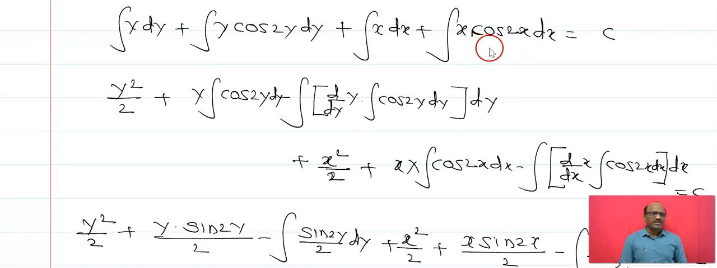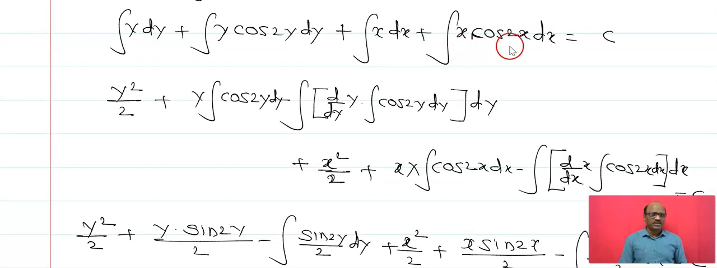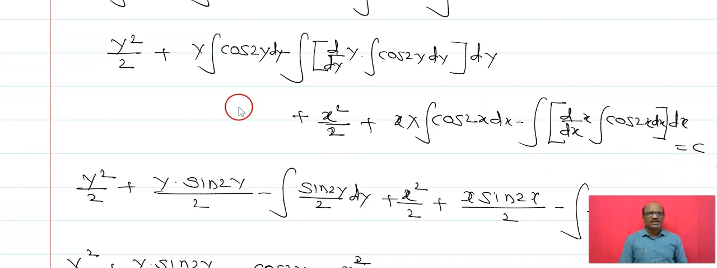Again we will apply integration by parts for this x cos of 2x. Again the first function, which is x, into the integral of cos of 2x, minus the integral of the derivative of the first, that is 1, into the integral of cos of 2x, bracket complete, into dx, that's equal to c. Now see this here, y square upon 2. The integral of cos of 2y is sine of 2y upon 2, minus. What is the derivative of y? It is 1. The integral of cos of 2y is sine of 2y upon 2, plus x square upon 2. What is the integral of cos of 2y?